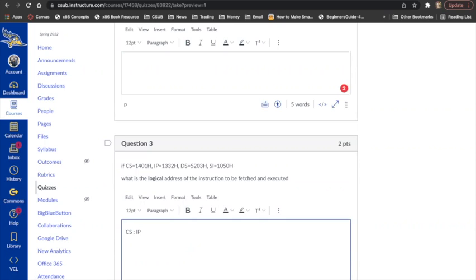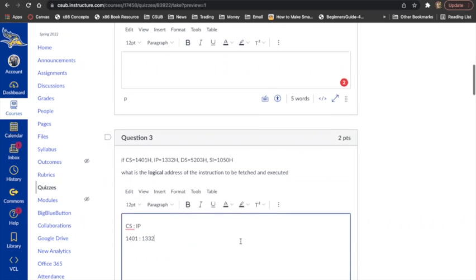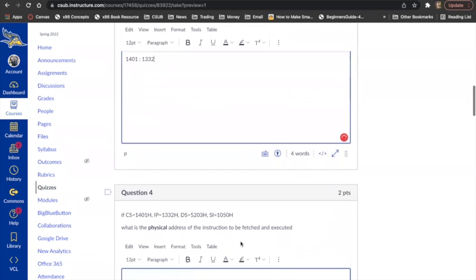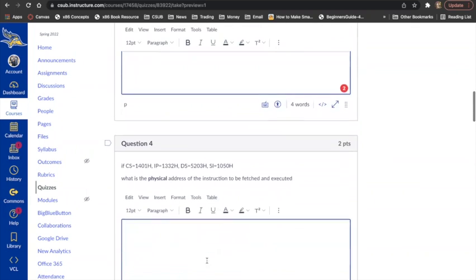So you can just write the values of CS, 1401, with the address IP, which is 1332. That'll be the logical address of this question. Okay. Now it's asking what's the physical address of the instruction to be fetched and executed.